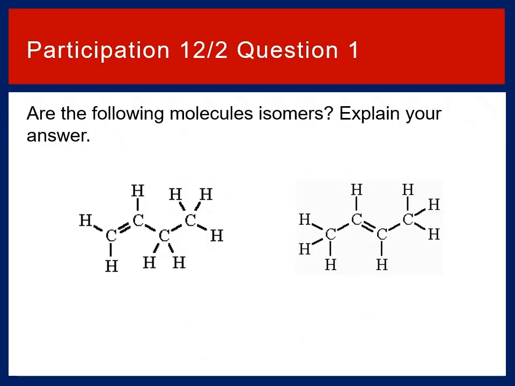Participation 12-2, question 1. Are the following molecules isomers? Explain your answer. I've got 2 Lewis structures given there, and I want to know whether or not they represent a pair of isomers. This is the first question on participation 12-2, due Tuesday, December 2nd, 11:59 p.m. over on Blackboard. Link to the assignment is right below the link to these videos. Again, are the following molecules isomers? This molecule and this molecule. Are they isomers? Are they not? Let me know.